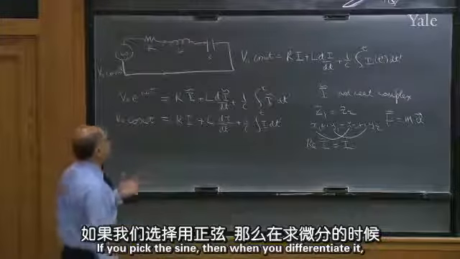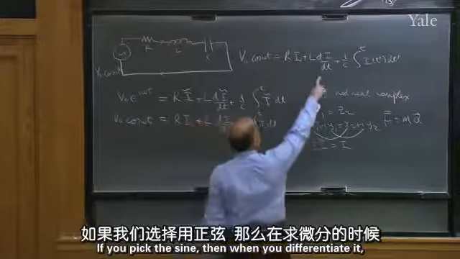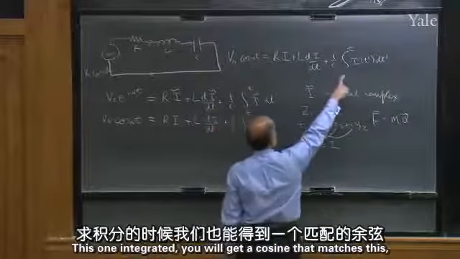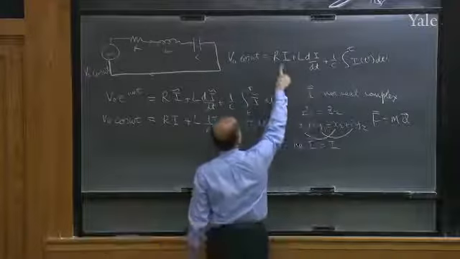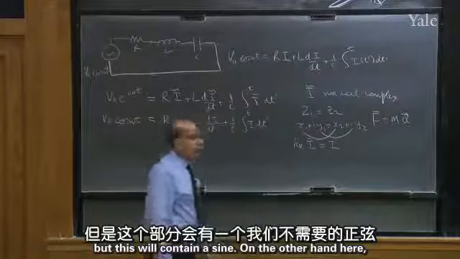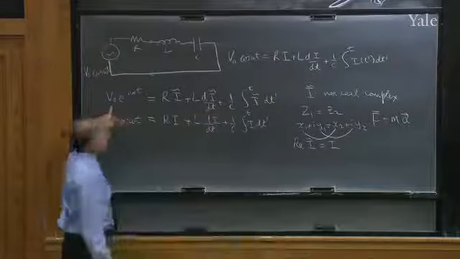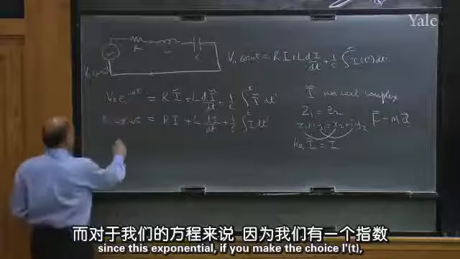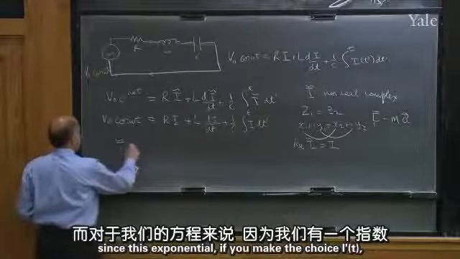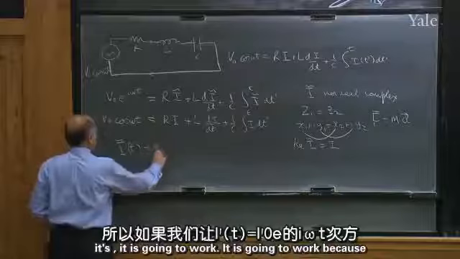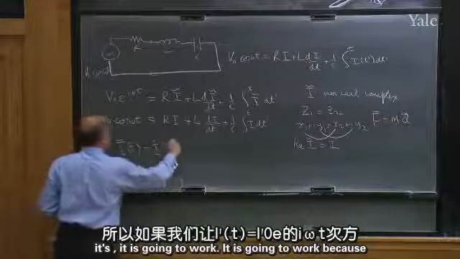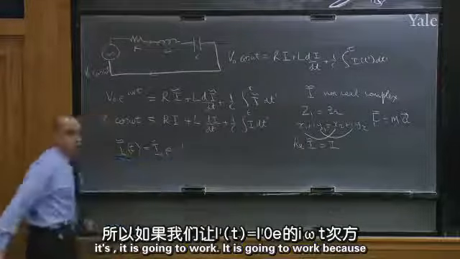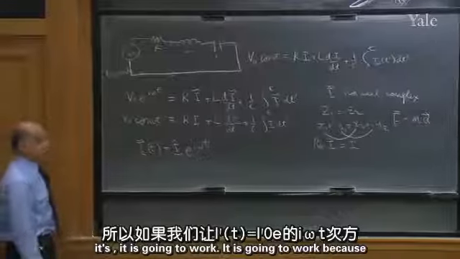If you pick the sine, then when you differentiate it, you will get a cosine that matches this. When you integrate it, you will get a cosine that matches this. But this will contain a sine. On the other hand, here, since it's exponential, if you make the choice I twiddle of t is I twiddle 0 e to the I omega t, it is going to work.